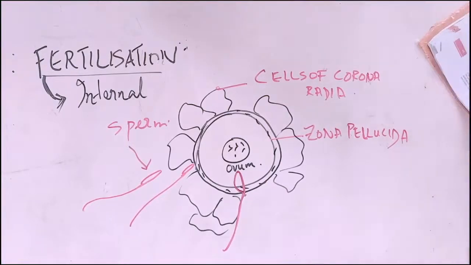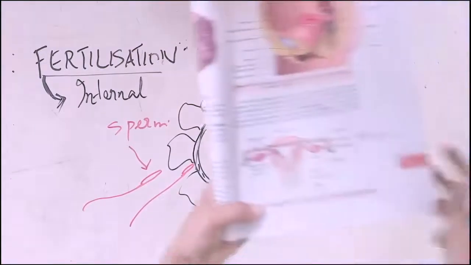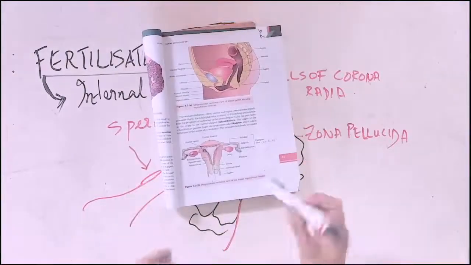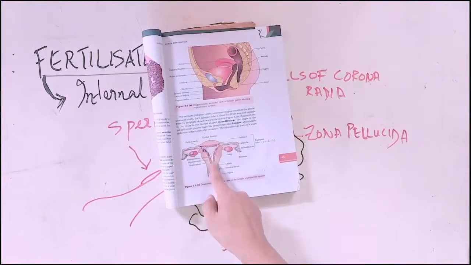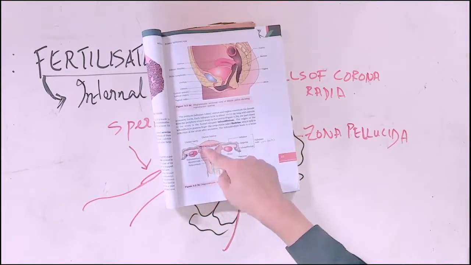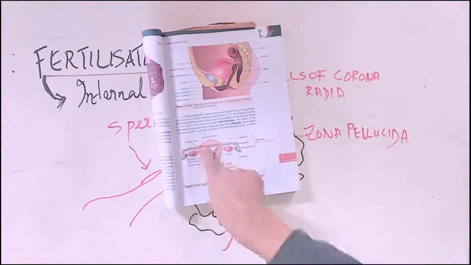The ovum is released from the ovary and reaches the fimbria of the fallopian tube. The ovum goes to the fimbria, and the sperm travels through the vagina, cervical canal, cervix, and uterus.